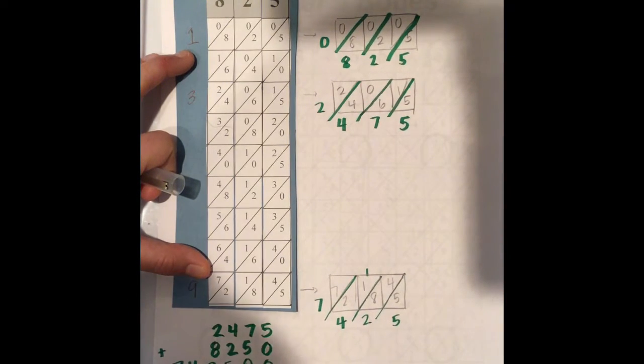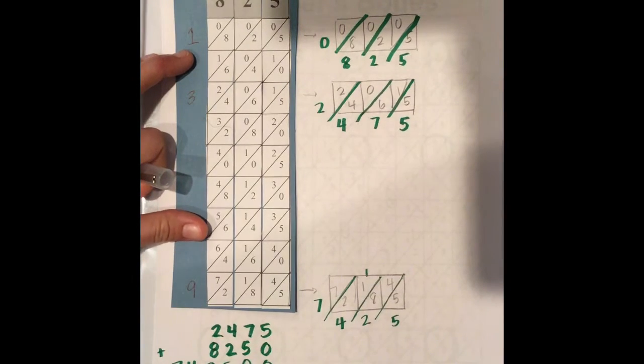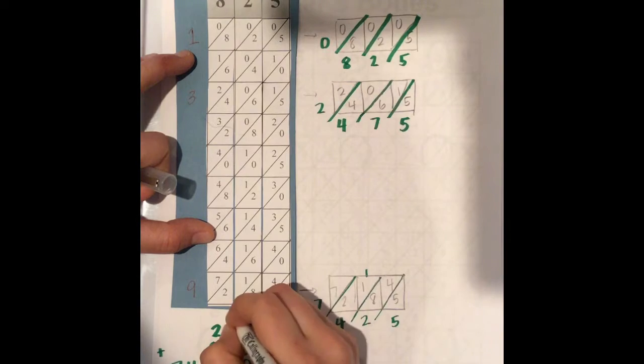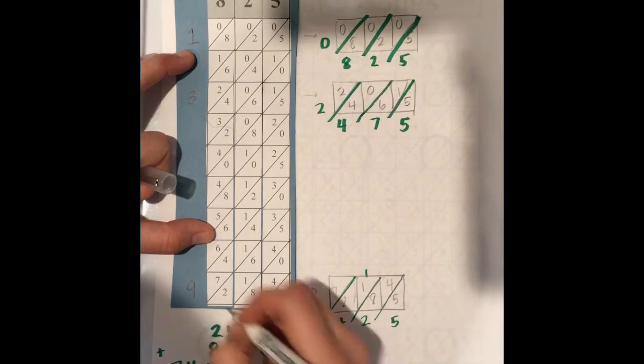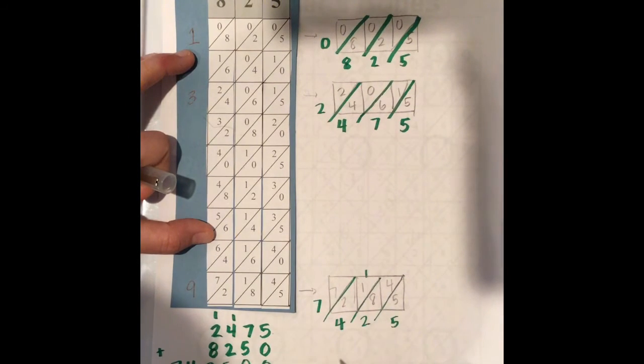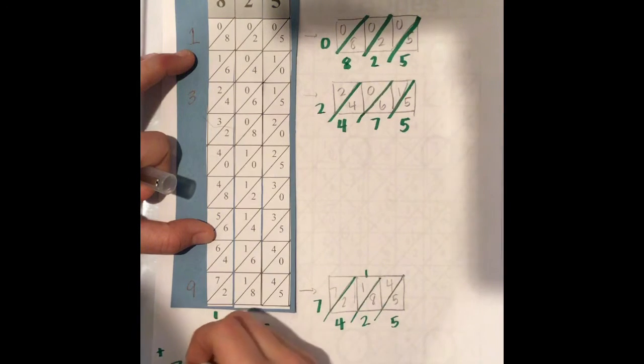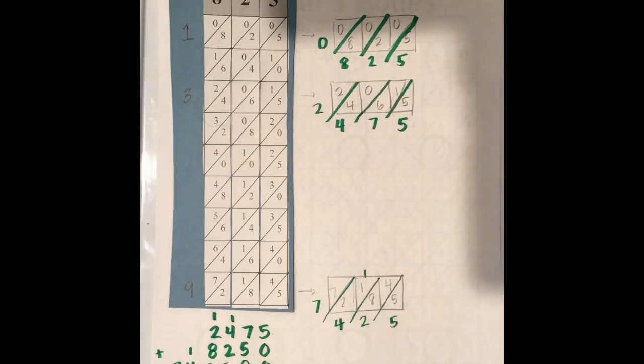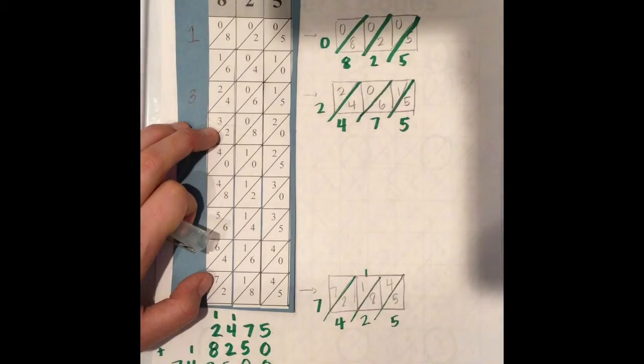My last step then is to add, and I should end up with the same thing I got from the lattice method. So I get 5, 12, carry the 1, 12, carry the 1, 13, carry the 1, 5, and 7. So I get 753,225.